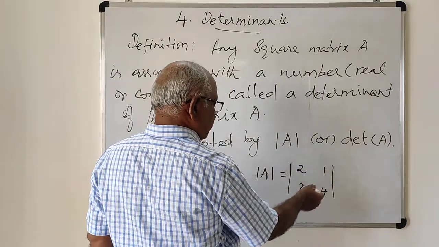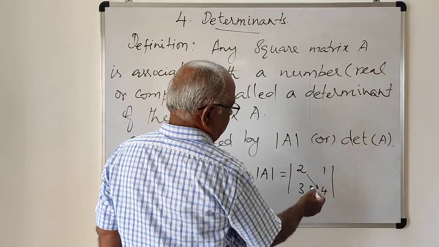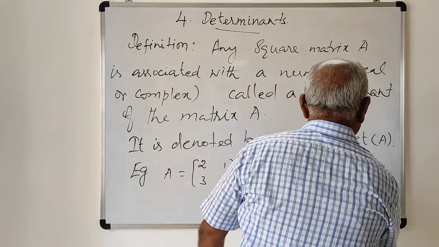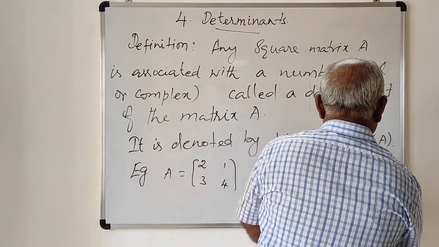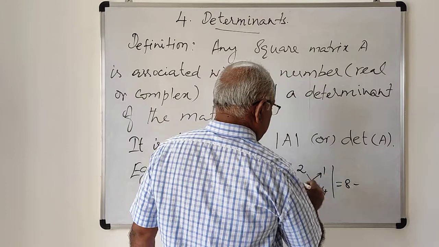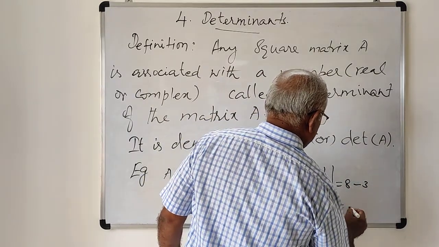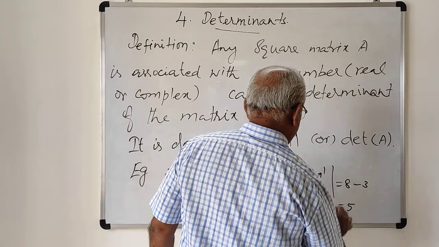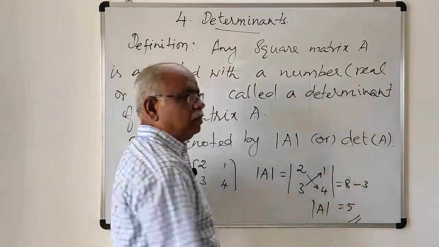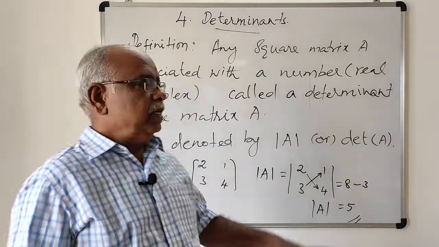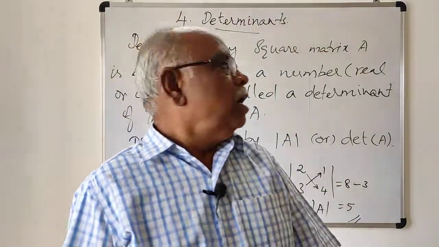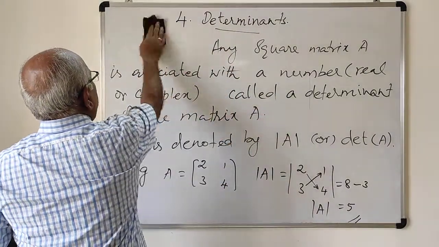We can associate this determinant with a real number. How? You just multiply the diagonal elements, principal diagonal elements. 2 4s are 8, minus, you should write. Before multiplying the second diagonal element, you just write minus. 3 1s are 3. So 8 minus 3 is 5. Therefore, the determinant value of the square matrix A is 5. This matrix is associated with the real number 5. And this is called the determinant value of A. This is an example of a 2 by 2 matrix converted into a determinant and its value is a number. And one more example I am going to give.